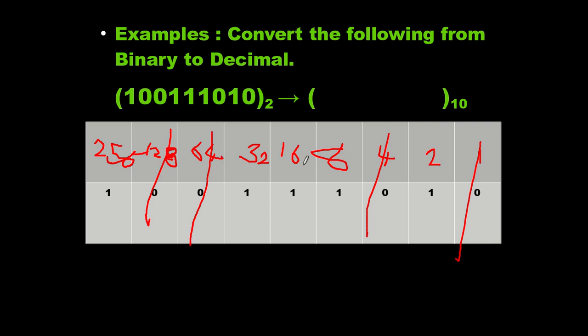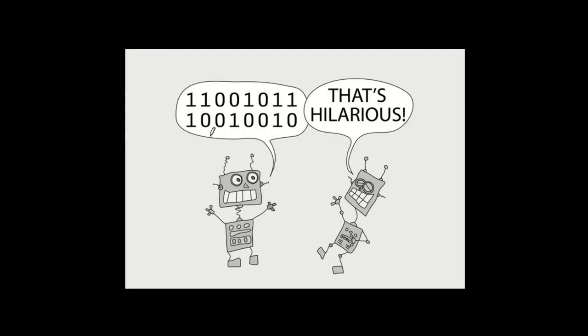I'm going to add the 256 plus 32, which is 288, plus 16, which is 304, and 8, 312, and 2, 314. Is it 314? It should be 314 here. Check it and see the right answer. This is converting from binary to decimal. That's an easy way.